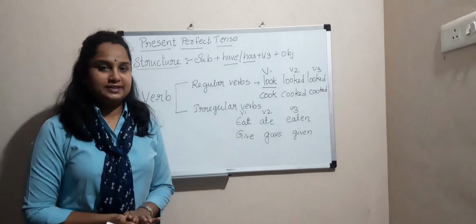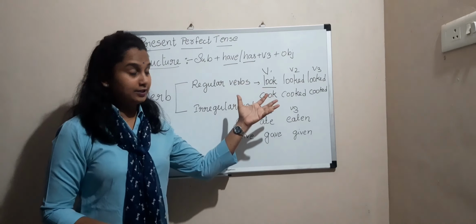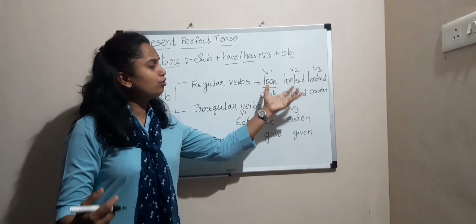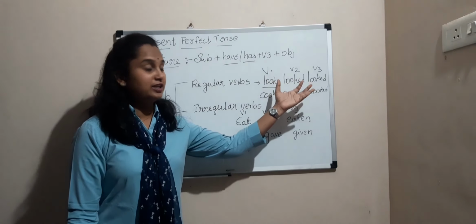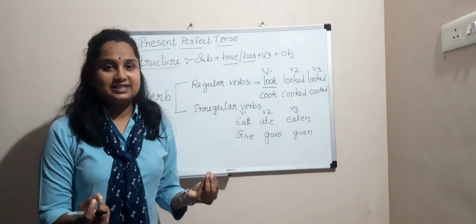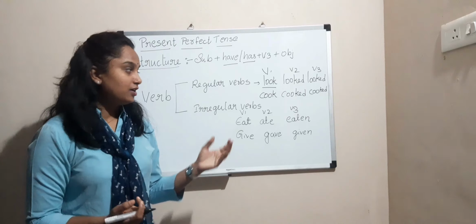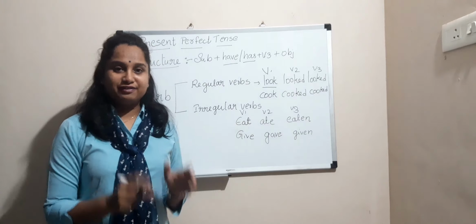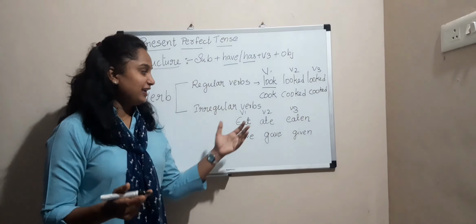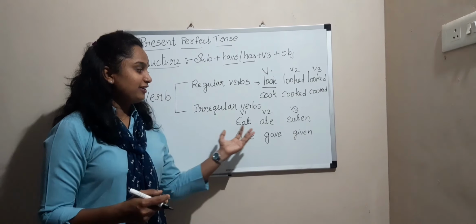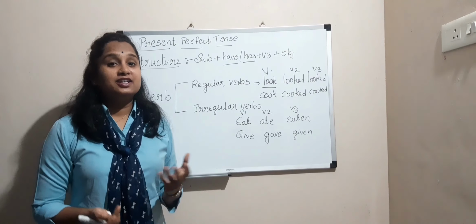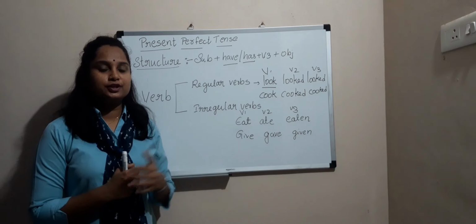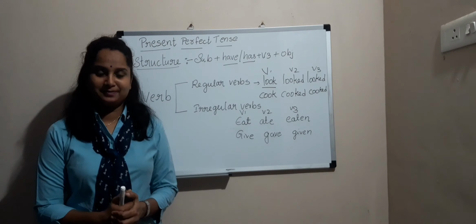At regular verbs, for the verb look, V2 looked, V3 looked. There is no difference between V2 and V3. We just added ed for the main verb. But when it comes to irregular verbs, all the three forms are different. For example, eat, ate, eaten, give, gave, given, take, took, taken. So we use verb third form for present perfect tense.